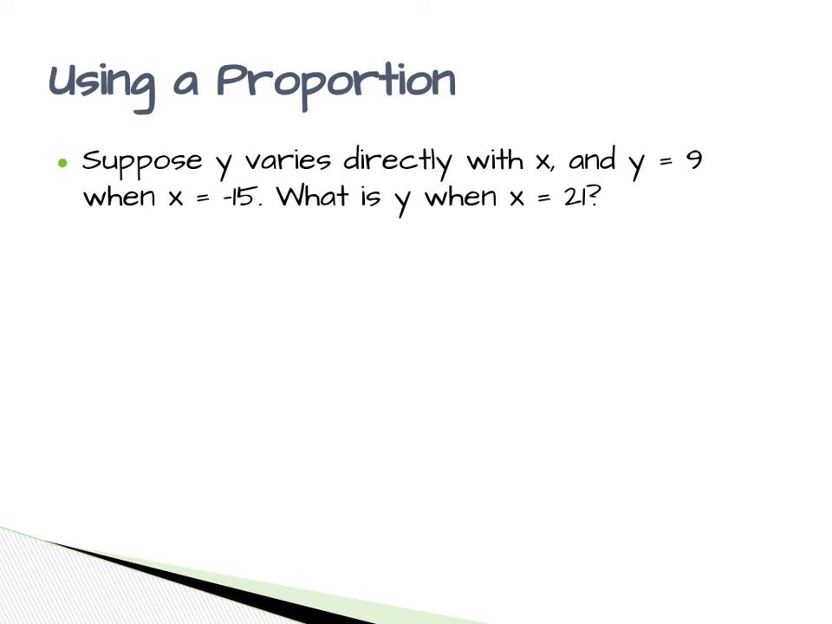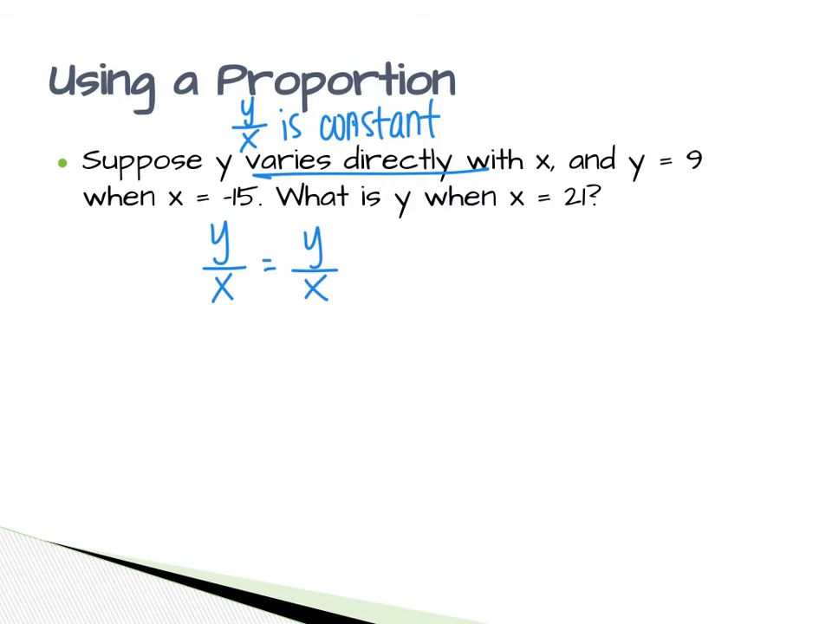Sometimes you're asked to solve a direct variation. If that's the case, because with a direct variation, y divided by x is constant, that means that you should have a proportion that you could set up, because you could do y over x equals y over x. So it says y varies directly with x. That's your key word that says you can use this proportion.